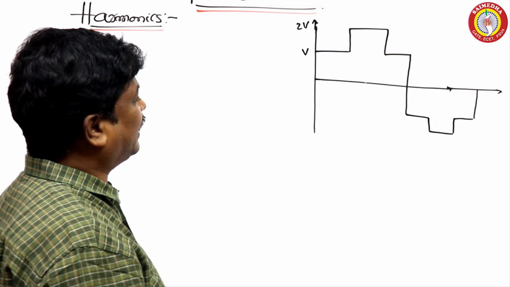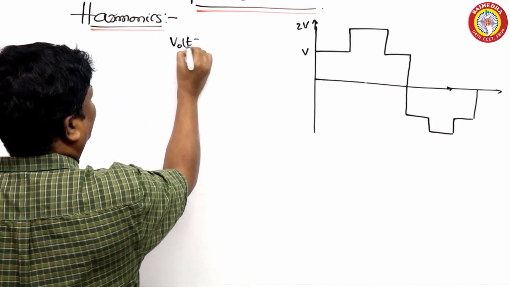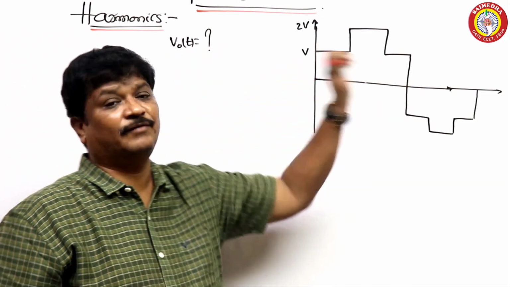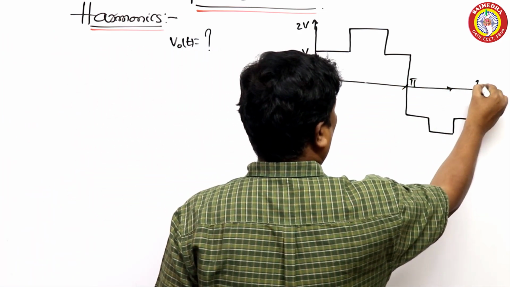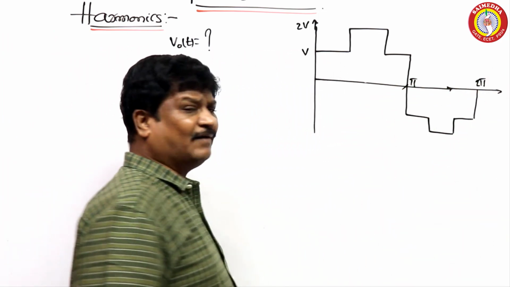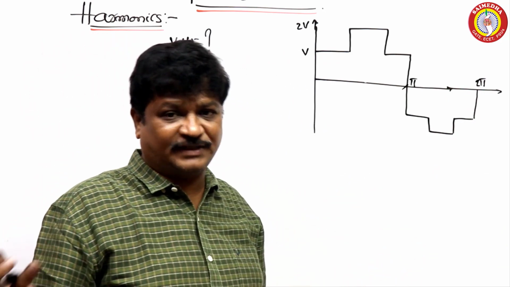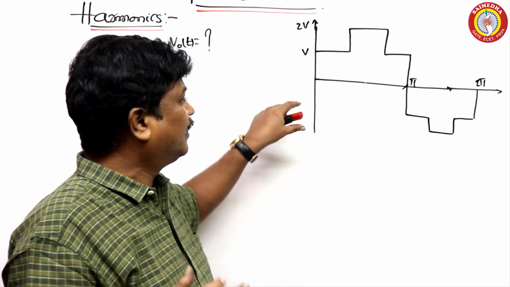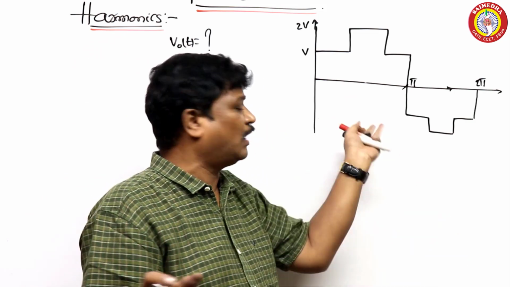How to get the output voltage V naught of t for this one? V is given here, V naught of t we have to get. Up to this one it is pi, this is 2 pi. I will give one procedure here and later on I will give some other procedure. You can get multiple angles also, but every time for a single problem I will not give multiple ways. I will give one way.